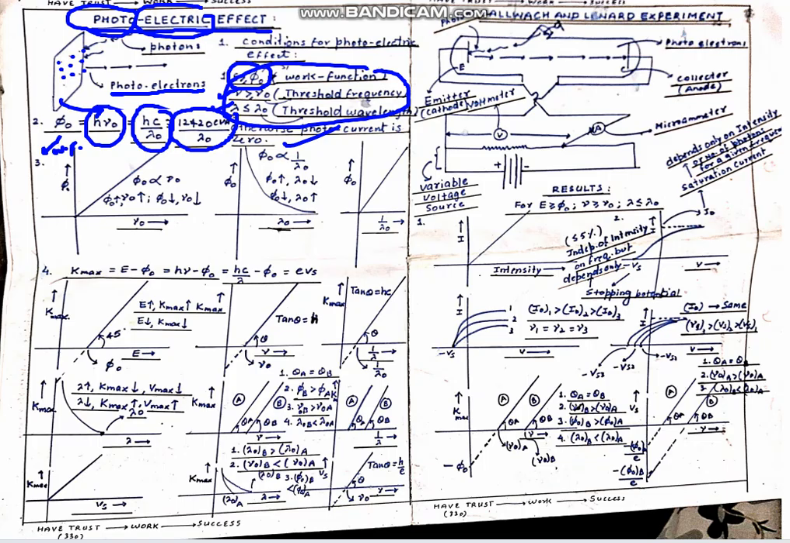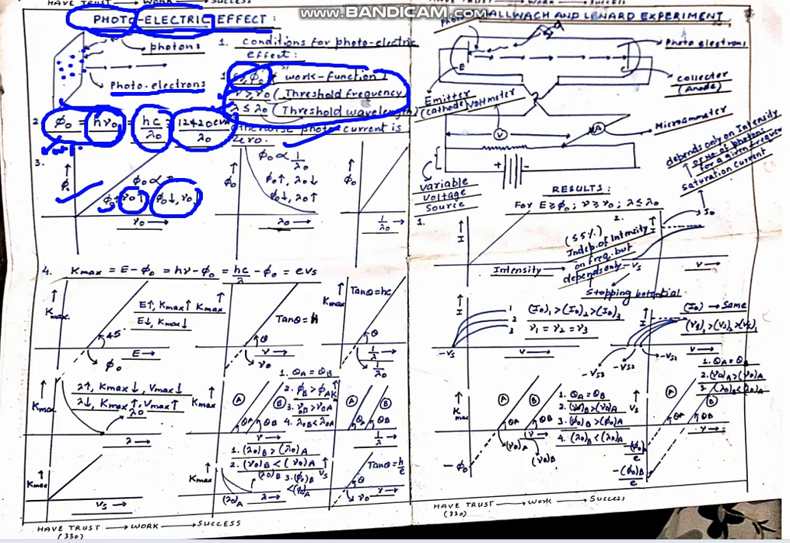Now let's study some graphs related to the concepts that we have discussed. First is the graph between phi naught and nu naught, that is, between work function and threshold frequency. Obviously they are related by a linear equation, so the graph will be a straight line. On increasing the threshold frequency, the work function increases, and vice versa, on decreasing, it decreases.